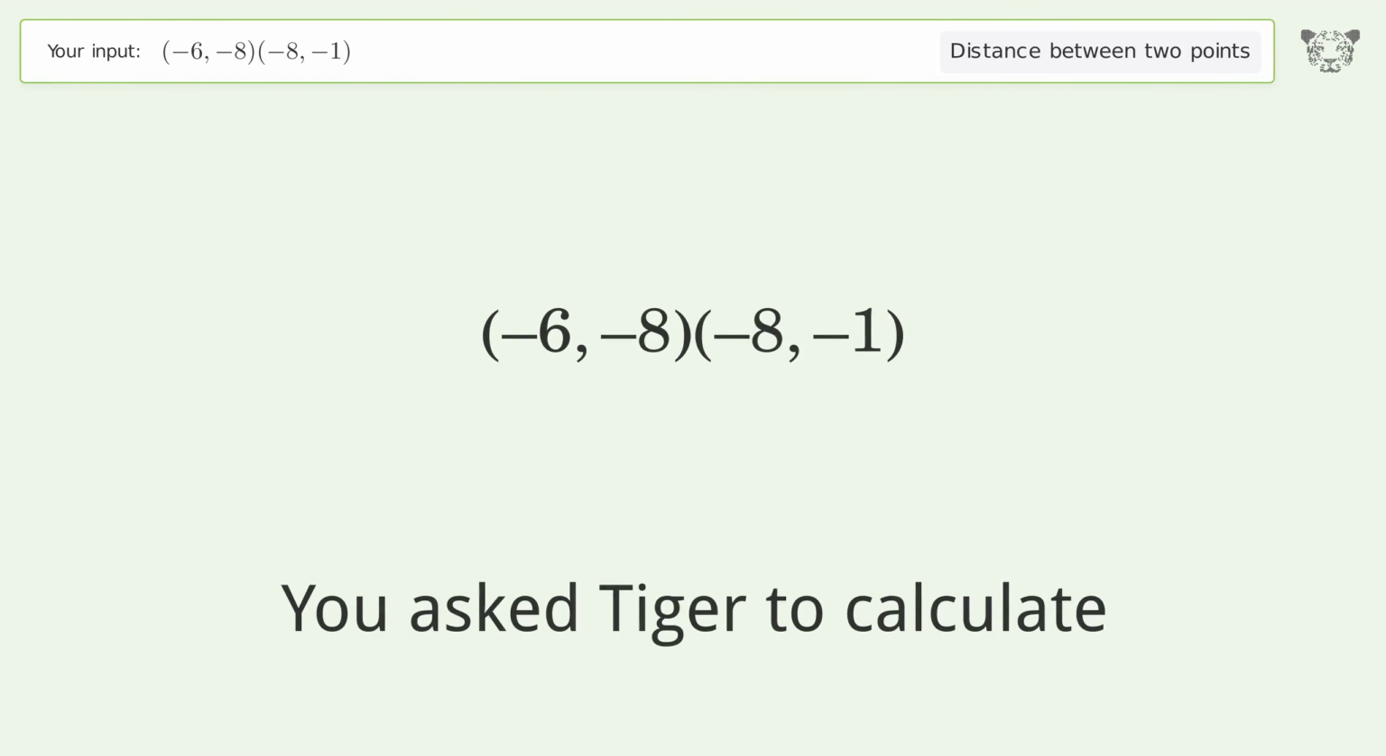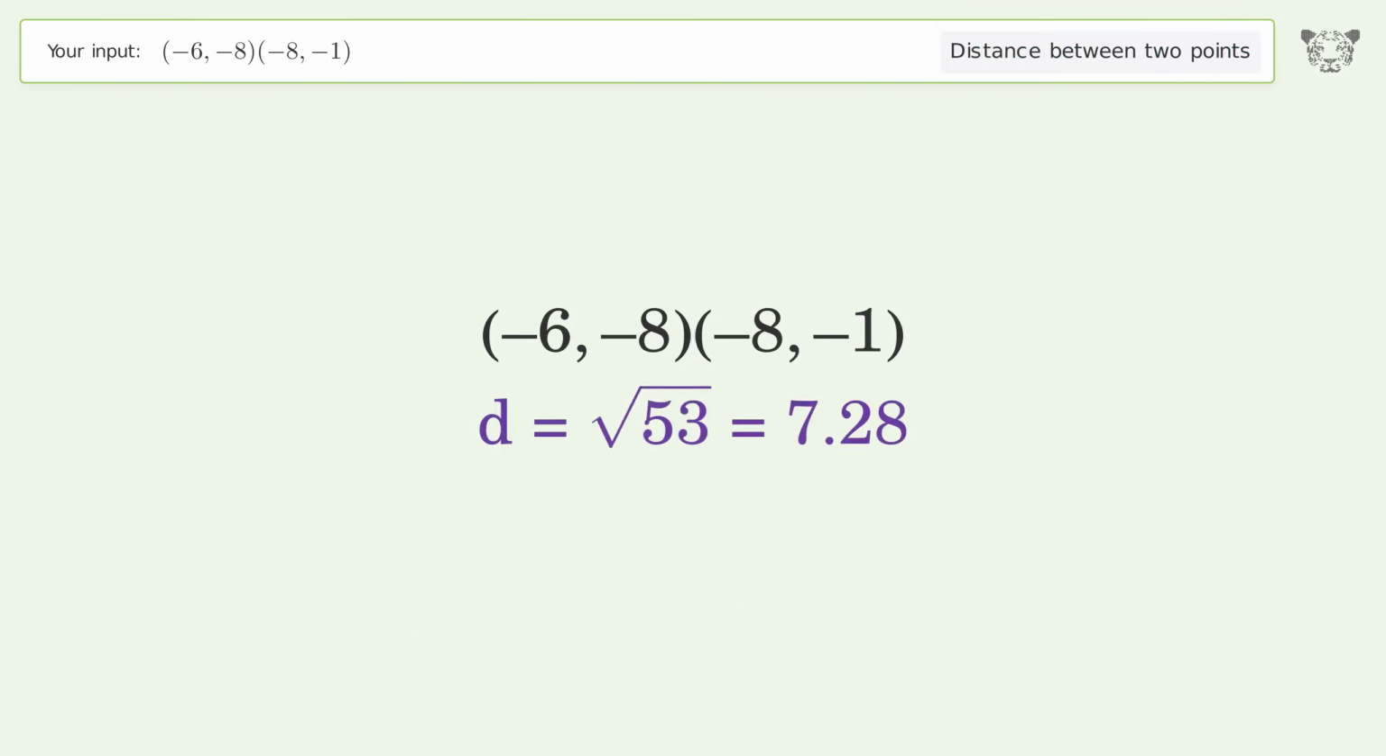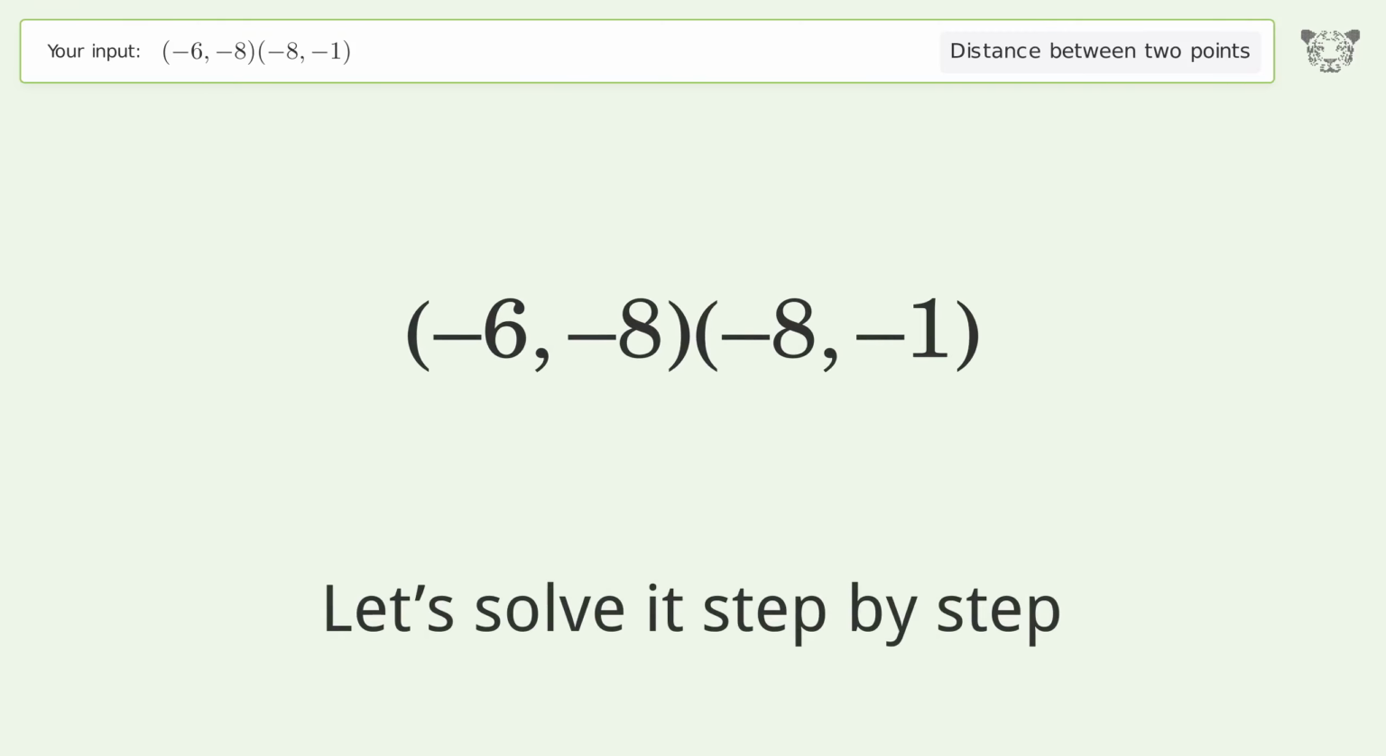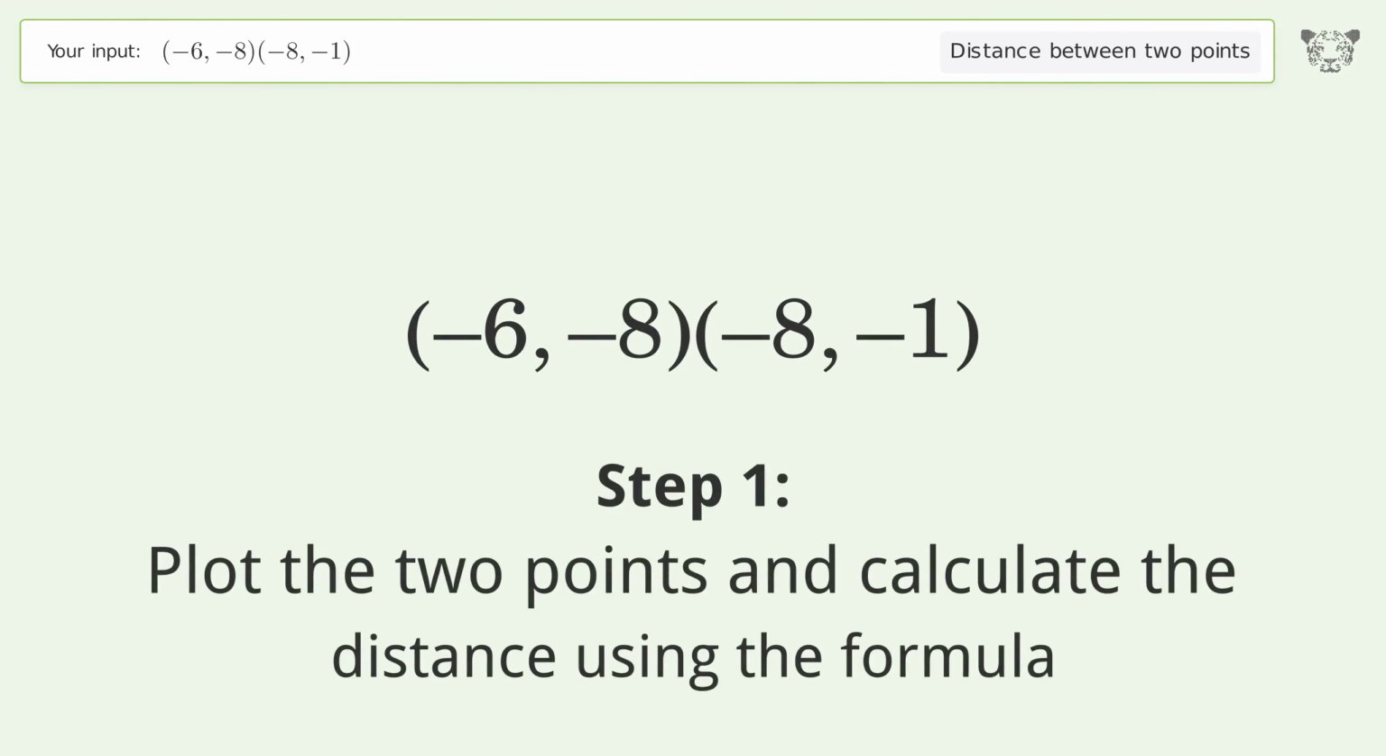You ask Tiger to calculate. This deals with the distance between 2 points. The distance between the 2 points is the square root of 53, or 7.28. Let's solve it step by step. Plot the 2 points and calculate the distance using the formula.